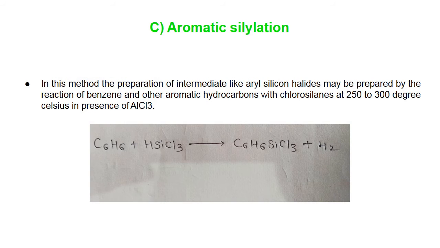Third, aromatic silylation. In this method, an intermediate like aryl silicon halide may be prepared by the reaction of benzene and other aromatic hydrocarbons with chlorosilane at 250 to 300 degrees Celsius in the presence of AlCl3. Reaction: C6H6 reacts with HSiCl3 gives C6H5SiCl3 plus hydrogen gas.